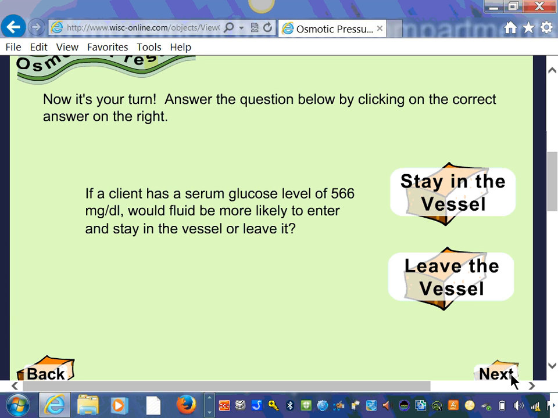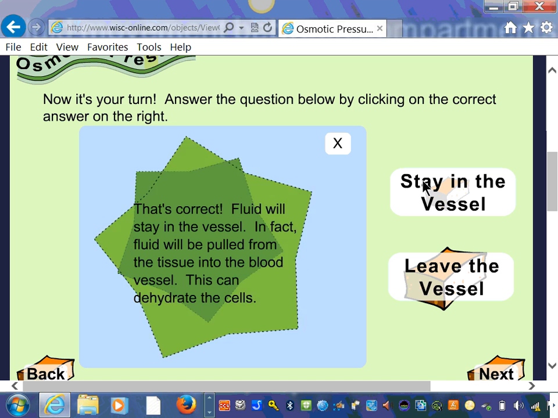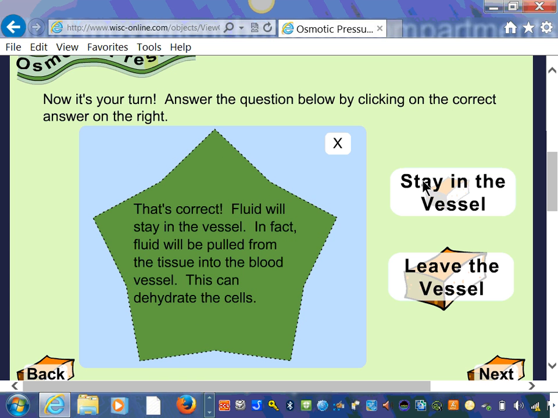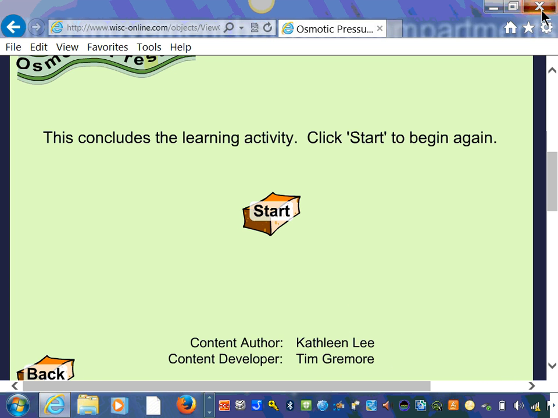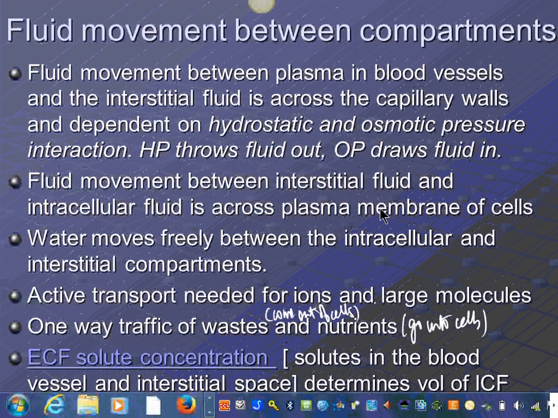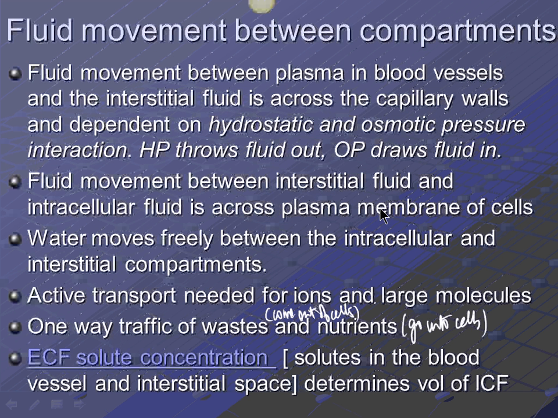Now, this one, glucose, you all know, right? What are the levels of glucose? If someone had a serum glucose of 566 milligrams per deciliter, would fluid be more likely to enter or stay in the vessel or leave it? Yes, because this is a very, very high glucose level. So now you can see how the solute concentration becomes so important.